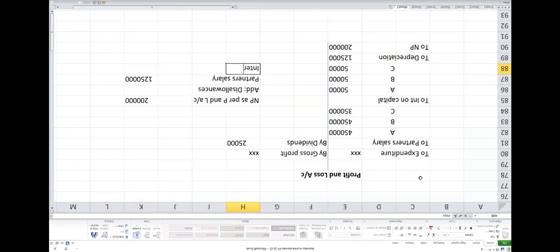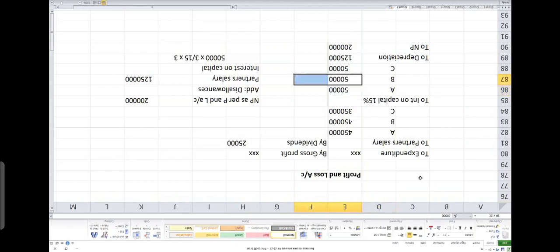அப்புறம் வேற என்ன இருக்கு? Interest on capital. Assume this is paid at 15%. மூணு பேருமே 15% rate. 12% allowed, the excess will be disallowed. What is excess, sir? 50,000 is 15%, 12% allowed, balance 3% disallowed, and for 3 partners, 30,000.